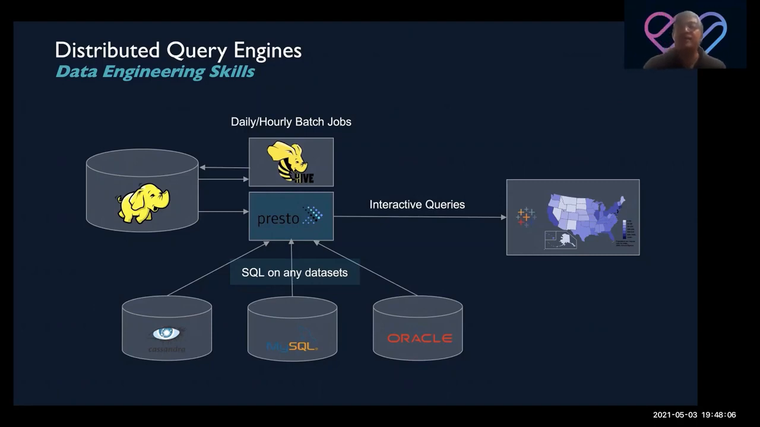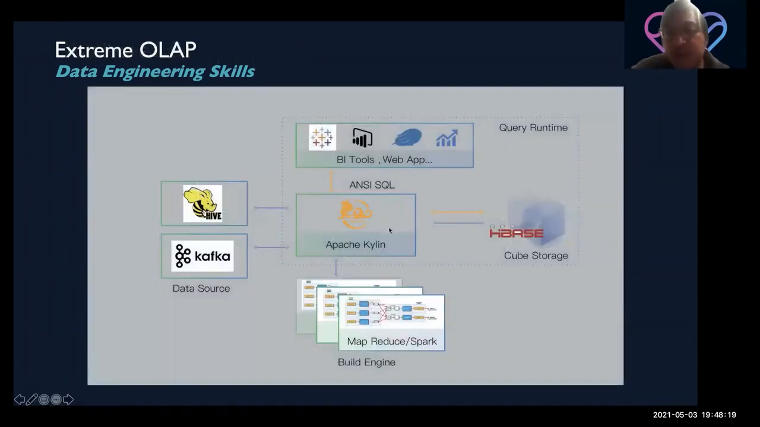It has data connectors that allow it to read in parallel, because it's a distributed engine, so it can read data in parallel from many different sources, which is pretty cool. So that's Presto. There are some competing products out there as well.